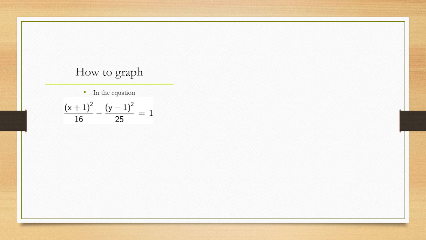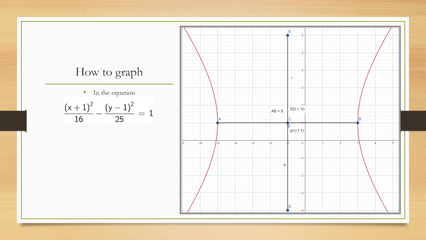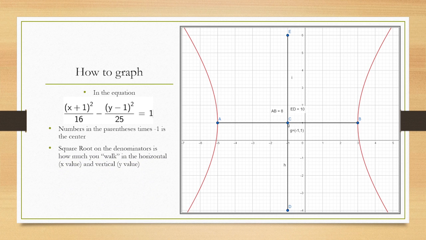And now, we're going to learn how to graph a hyperbola. In this equation, we know that the center is -1 and 1, since it's the opposite sign of the number next to the variables. After determining the center, we need to know how much we should walk away from the center. Looking at the equation, we see that we should walk 4 units on the x-axis direction to the left and right, since the square root of 16 is 4. And on the y-axis, we should walk 5 units, up and down, as the square root of 25 is 5.